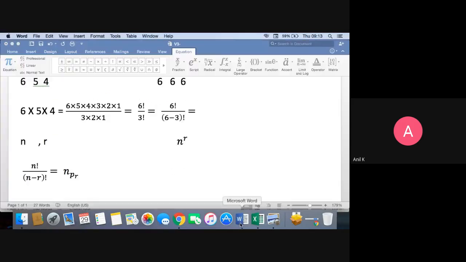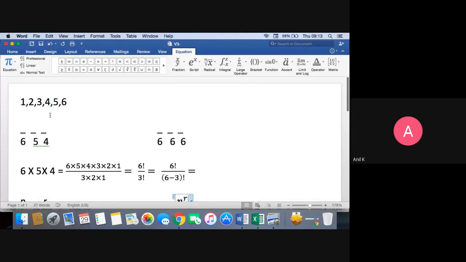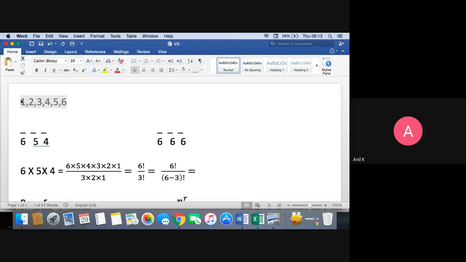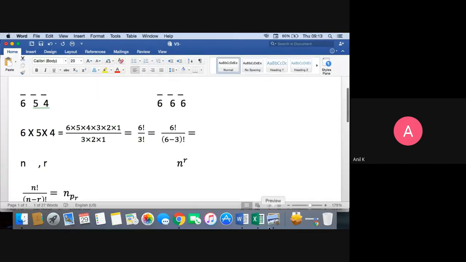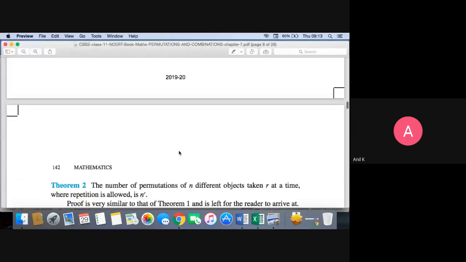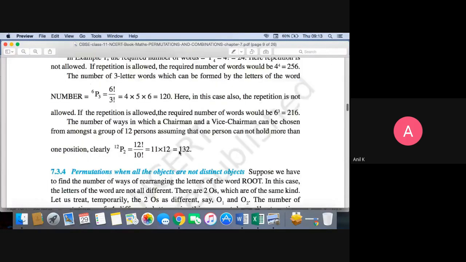So here, if I want to go by this example, there are 6 numbers and you are making a 6 digit number. So what you get? 6, 5, 4, 3, 2, 1, which is nothing but 6 factorial only. So like this, out of n objects, if I am taking all the objects, it is going to be n factorial. So these are the basic terminology or formulas you can say.